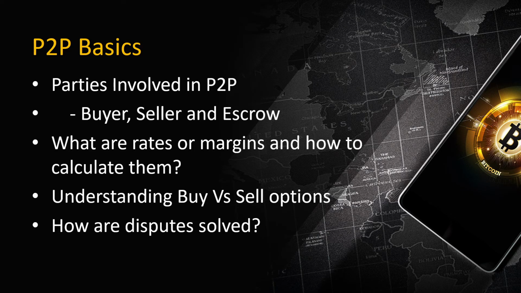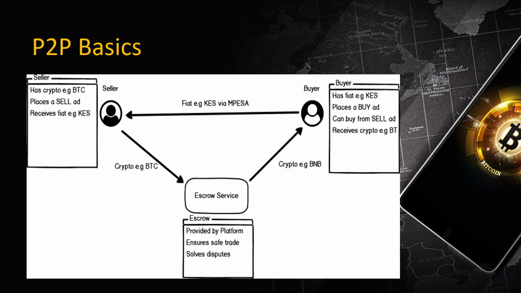Let's go over the basics of P2P trading. So there are three parties involved in a P2P trade. That is the buyer, the seller, and escrow. We'll go over these in the next slide. And we're going to discuss the rates or margins and how to calculate them. This will be in another video. And you have to understand the difference between buying and selling. Also, we'll go over how disputes are resolved in a P2P trade.